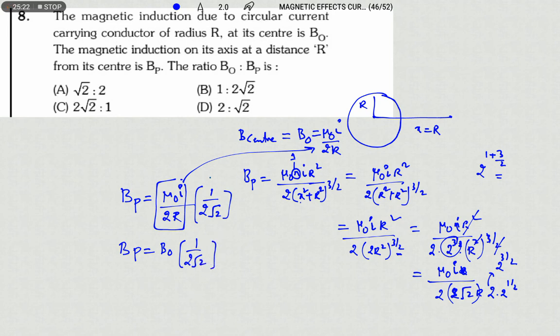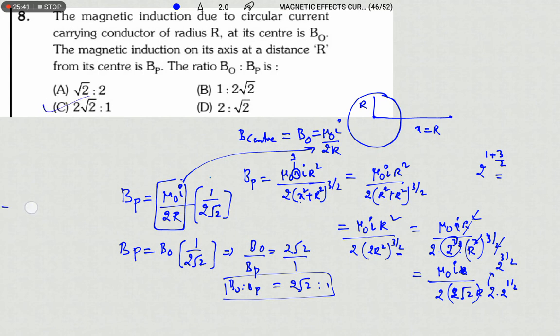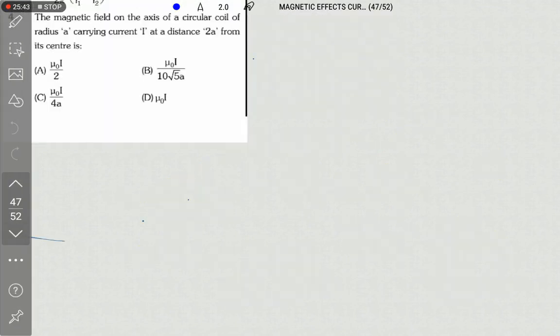They are asking BO and BP. So BO by BP is equal to 2 root 2 by 1. Therefore 2 root 2 is to 1 is the ratio between field intensities at center and point P. So C is your answer. Let us see the next one.